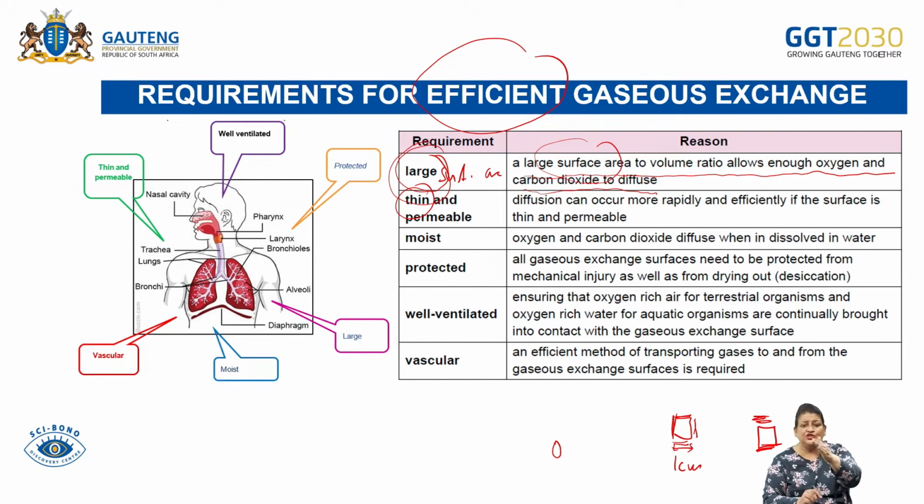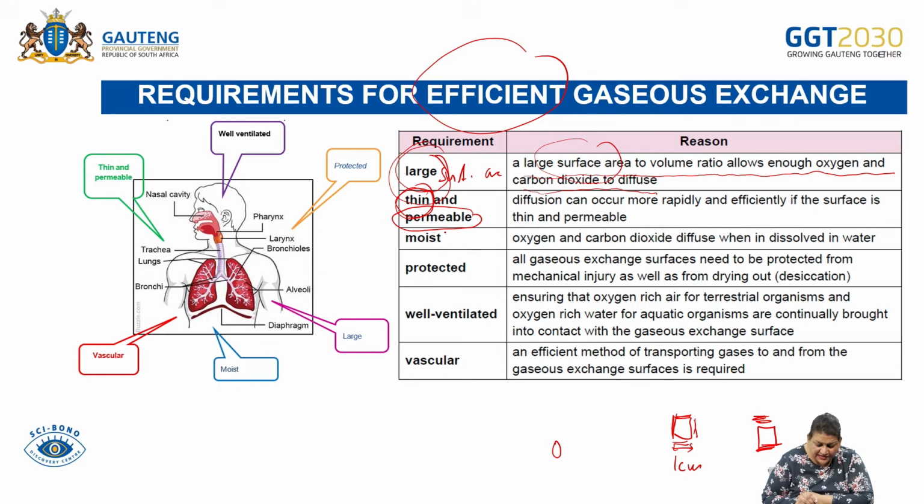to allow substances to move in and out. When substances move in and out, we say that that surface is also very permeable. If something can go through a membrane and move out of the membrane, it means it's allowing it to go through. It's called permeable. But for it to be permeable, that surface has to be very, very thin. It cannot be thick. So it must be thin and permeable.